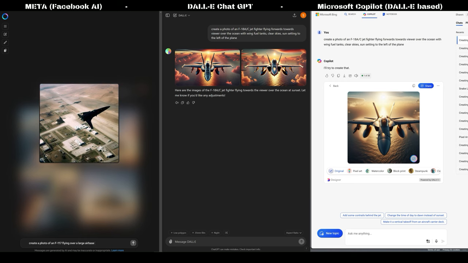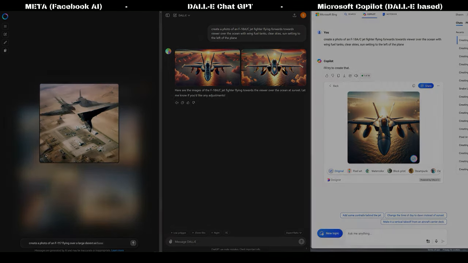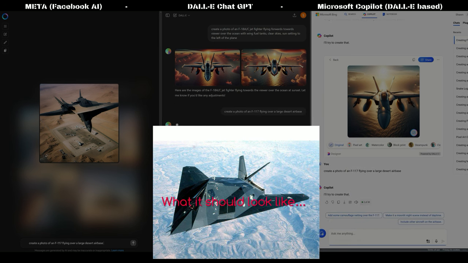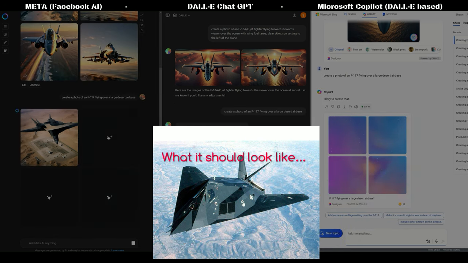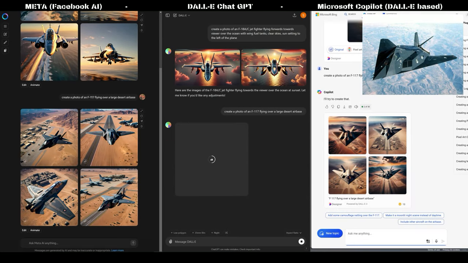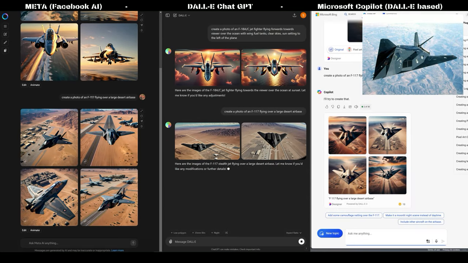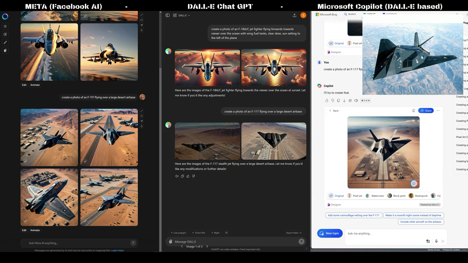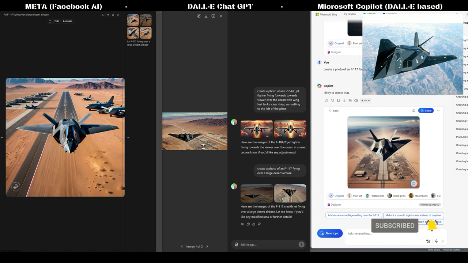Next question. I want a picture of an F-117 stealth fighter flying over a desert base. Let's see what the AI generators can give me, and we're off to the races. Now, of course, the F-117 stealth fighter bomber is a famous stealth aircraft made popular during the first Gulf War. So let's take a look.